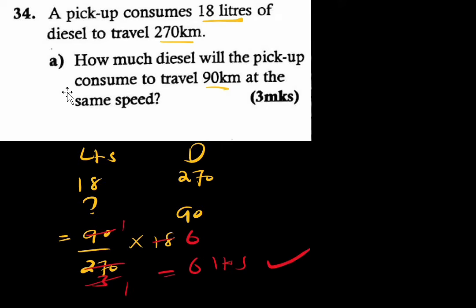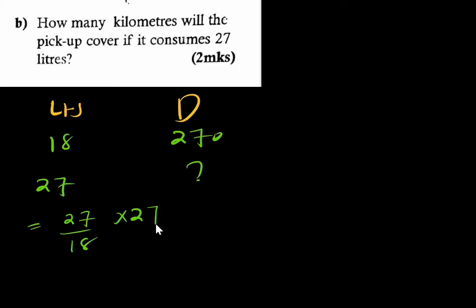Part B, how many kilometers will the pickup cover if it consumes 27 liters? So again, here we have liters and distance. Remember, 18 liters, the distance is 270 kilometers. Now what about 27 liters? So you ask yourself, if 18 liters, the distance covered is 270, what about 27 liters? Will it cover more distance or less distance? You can see the number of liters has increased, and therefore the distance will also be more. Therefore we pick the number which is more between 18 and 27. So it is 27 over 18 multiplied by 270.